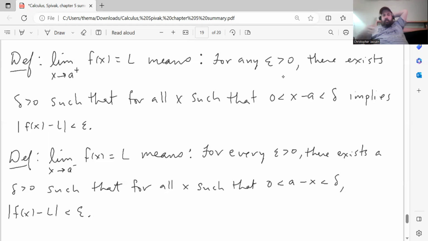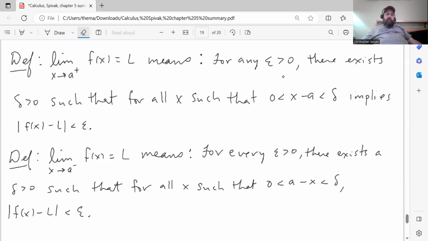So here, we're approaching a through positive values, so values that are bigger than a, which means that this difference will always be positive, so you don't need the absolute value, in other words. So you're only considering a portion of the domain where the x values are greater than a for that one-sided limit.